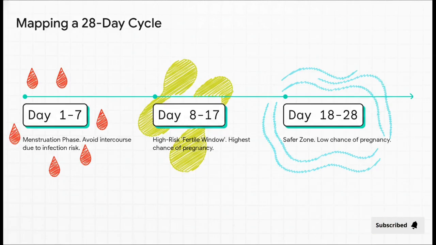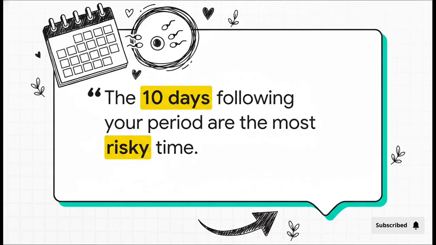The risk of pregnancy drops way off because the egg just isn't viable anymore. So if you want the simplest way to think about it, it's this. Those 10 days right after your period, that's the riskiest time, hands down. That is your peak fertile window, where the chances are the absolute highest.